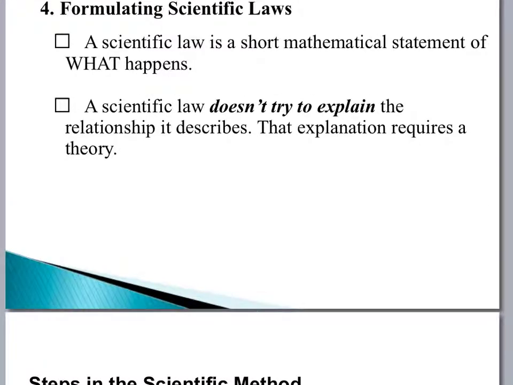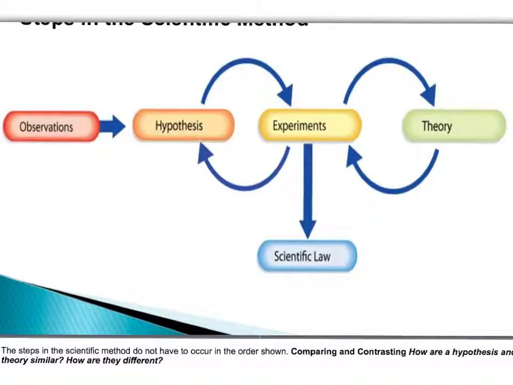The last thing that will happen then is after it's a theory, or the other side of that, is a scientific law. And a scientific law is the mathematical statement of why something is happening or what has happened. Scientific law doesn't try to explain the relationship, it simply just describes it. This is what happens. That explanation requires a theory. The theory is the why, the scientific law is the what.